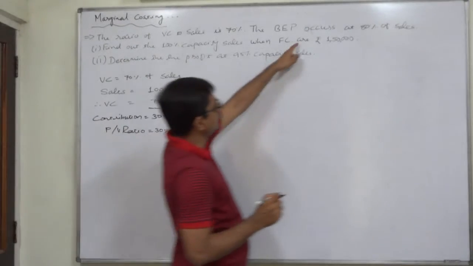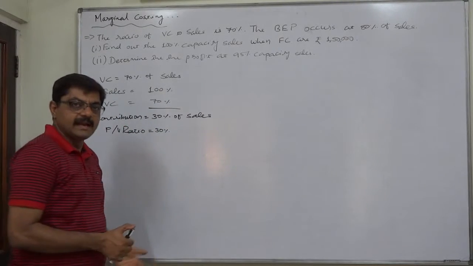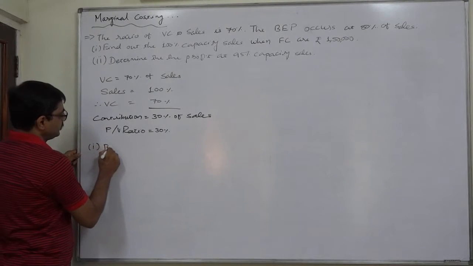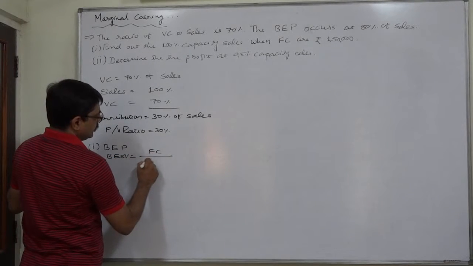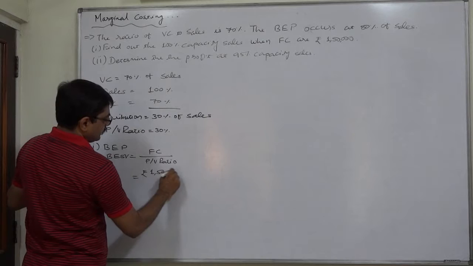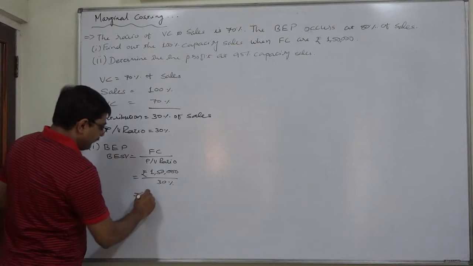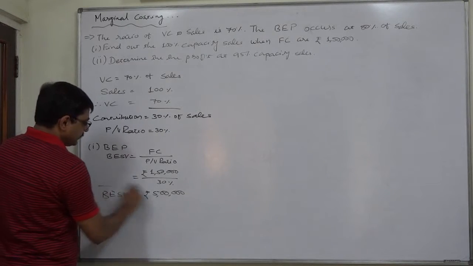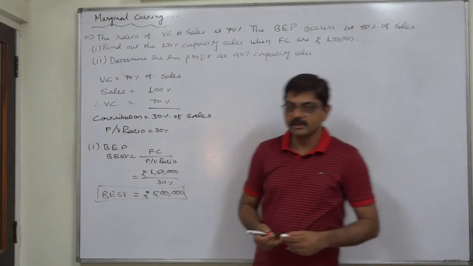Now we have two things, fixed cost as well as PV ratio. If we substitute these two in the formula of break-even point, we can have the break-even point in terms of value or currency. So let us find the break-even point. Yes, 1,50,000 is 30% of rupees 5 lakh. So rupees 5 lakh is the BEP, or more precisely the break-even sales value. We cannot find it in the number of units because we don't know the selling price per unit.